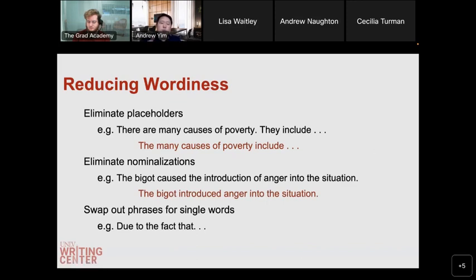So yeah, for this case, what you can do is start taking out some of the words. You would take out "caused," and then you could say, "the bigot introduced anger into the situation." Again, I know that these are simple exercises, but the point of this activity, and the same for the third one here, is really to think about how you find ways to revise when you're looking at your sentences. So this is just a quick exercise demonstrating that whenever you're going through your paper, always be thinking about how you can reduce the wordiness and also make sure it's clear to your audience overall.